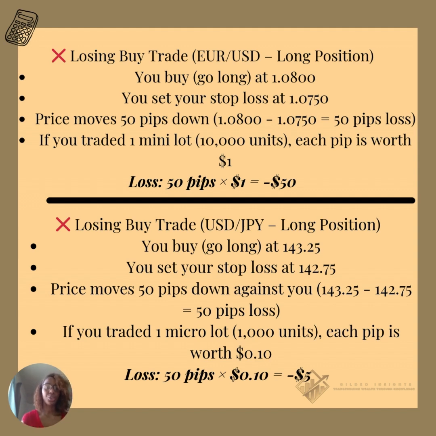Let's say I wanted to trade this with a micro lot. A micro lot is worth 10 cents per pip movement. So my goal was 50 pips. I'm going to multiply that by 10 cents, and that's equal to me losing $1.